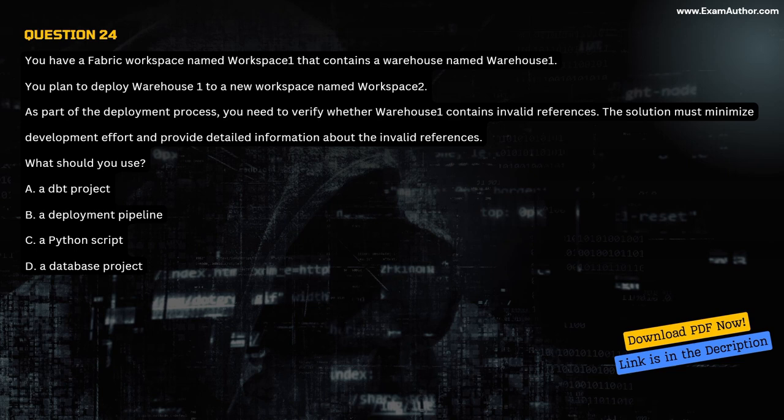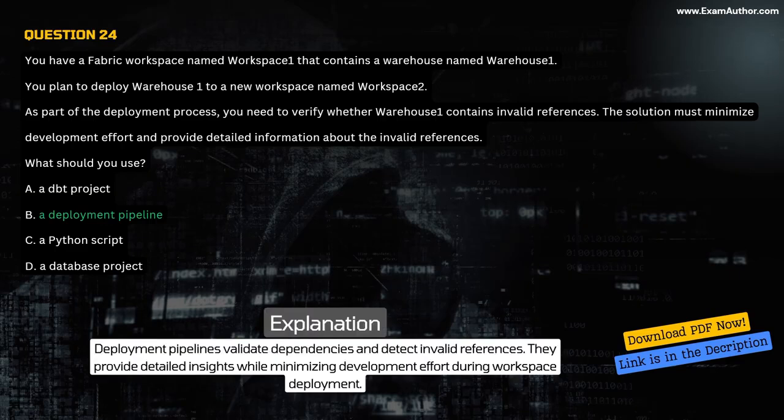What should you use? A. A DBT project. B. A deployment pipeline. C. A Python script. D. A database project. Correct answer B. A deployment pipeline. Explanation. Deployment pipelines validate dependencies and detect invalid references. They provide detailed insights while minimizing development effort during workspace deployment.